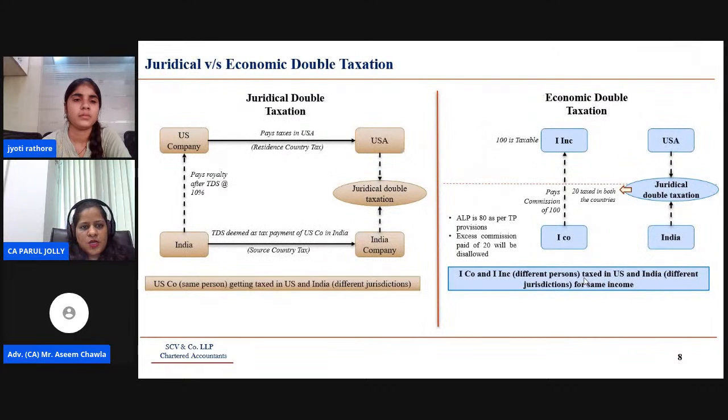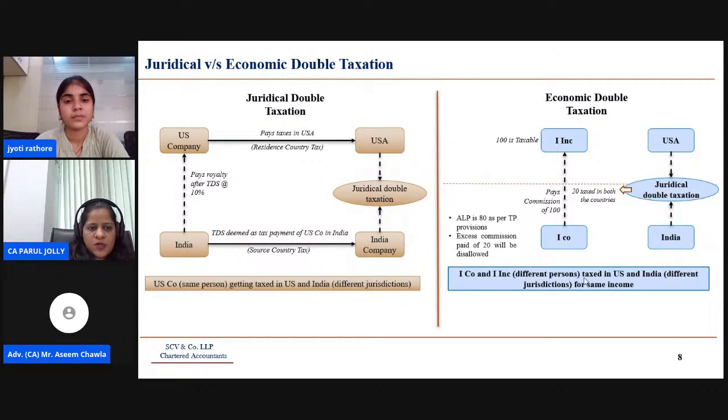So what is juridical and economic double taxation? Juridical double taxation is when two or more states levy taxes on the same income for an identical period. So the income is the same, the stream of income is the same, the person who is taxed is the same, the period in which he is taxed is the same, but he is taxed in two separate jurisdictions. So that is juridical double taxation.